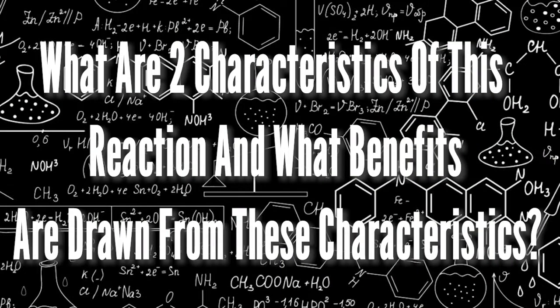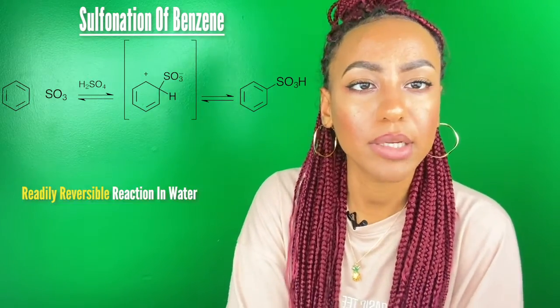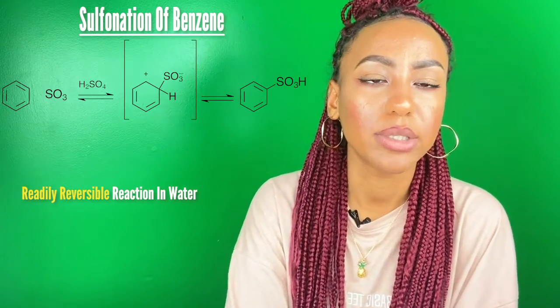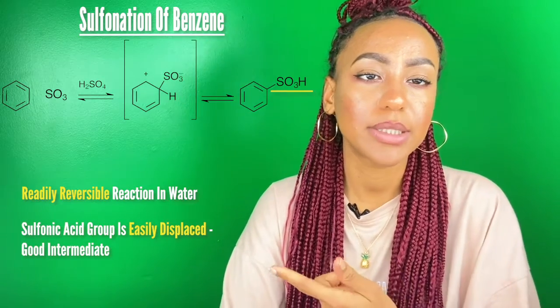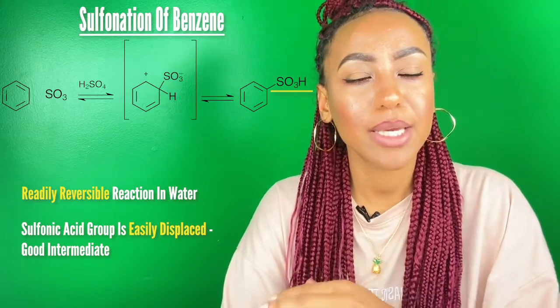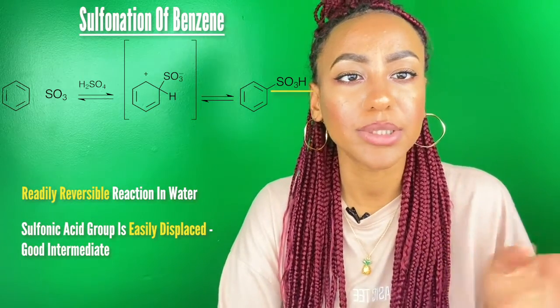What are 2 characteristics of this reaction, and what benefits are drawn from these characteristics? There are 2 characteristics of this reaction. Number 1, this is a readily reversible reaction in water. And number 2 is that the sulfonic acid group is easily displaced, making benzene sulfonic acid a good intermediate for other synthesis.